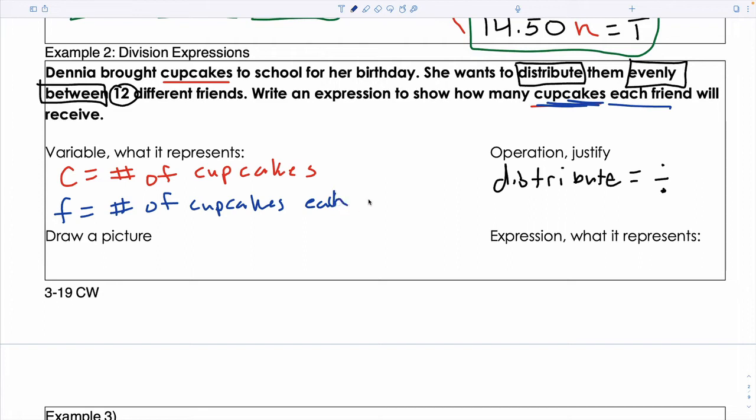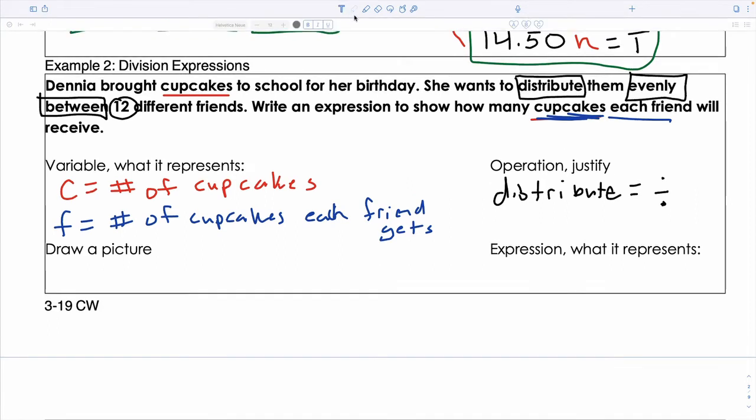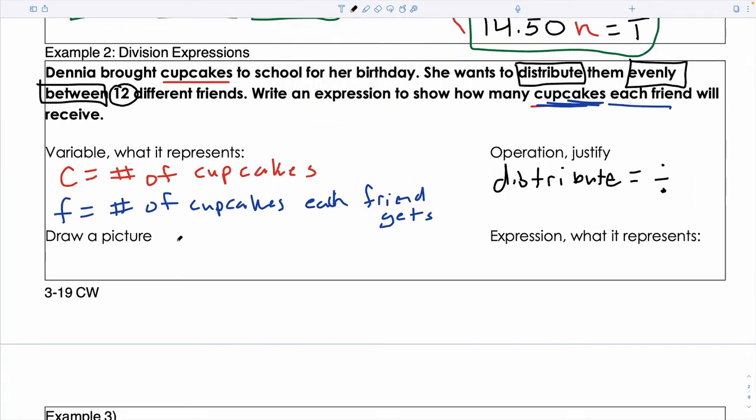Here is your picture, each friend gets. We already know it's division, but if I wasn't sure, I'm going to start with 12 cupcakes. Here's the total. No, I don't have 12 cupcakes. I have 12 friends. I'm going to start with the number of cupcakes, and I always divide the bigger part. Here's the number of cupcakes. We'll say it's a box with cupcakes in it. I'm not sure how many, and then we're going to split this up into 12 different sections. I'm dividing it up, or distributing it between evenly. That's my picture I'm thinking about.